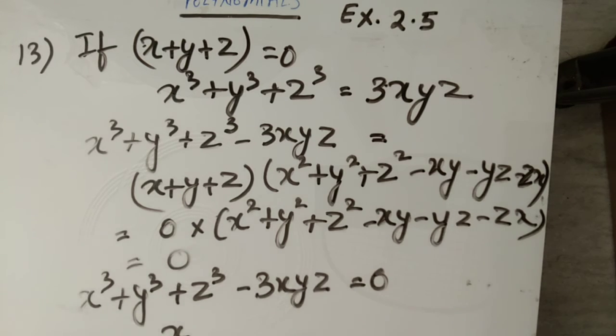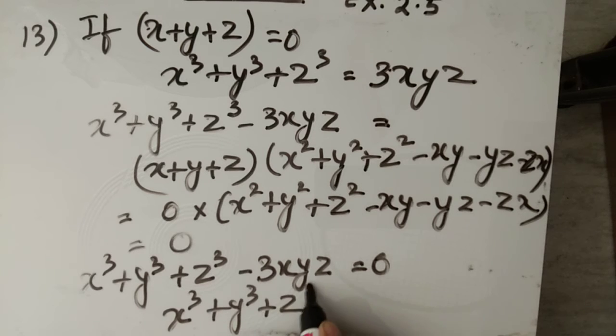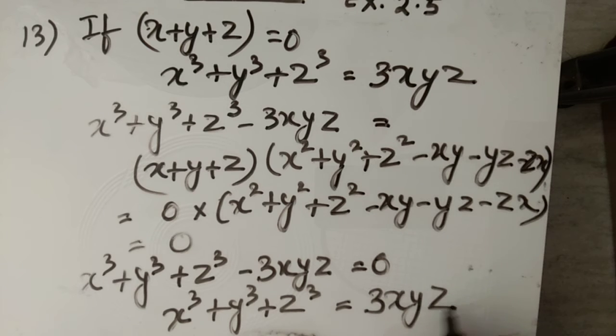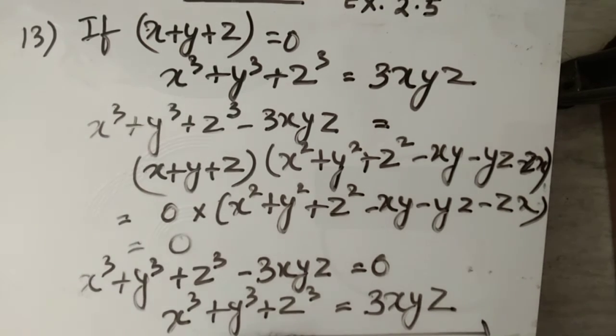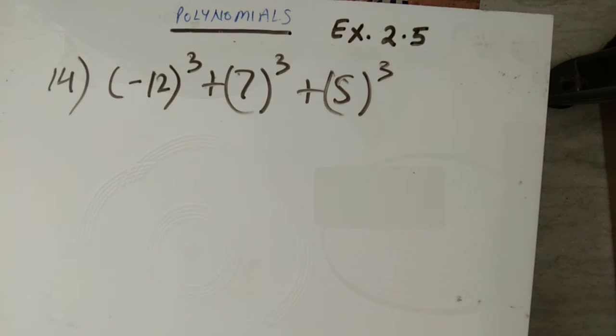So what you need is x cube plus y cube plus z cube. So you change its position. You are getting x cube plus y cube plus z cube, and it is equals to 3xyz. So you need what you want. So that is your verification when x plus y plus z is equals to 0. Now question number 14 is there. Okay, now see question number 14.